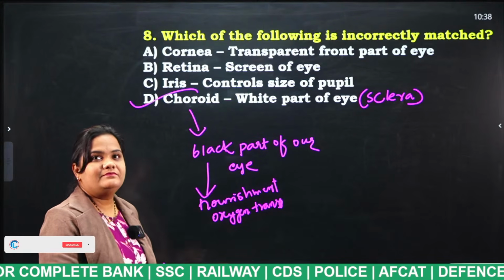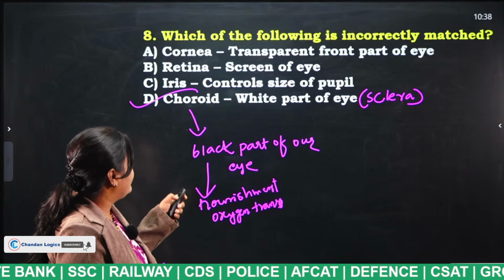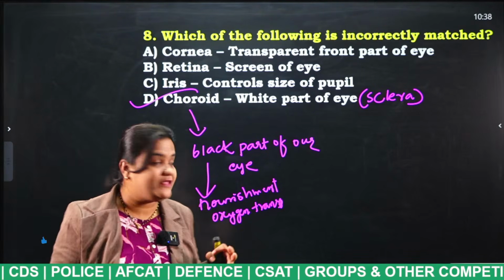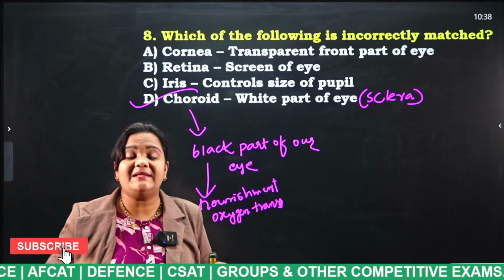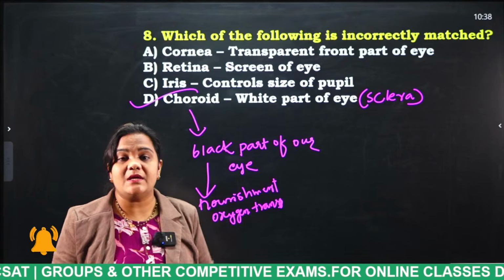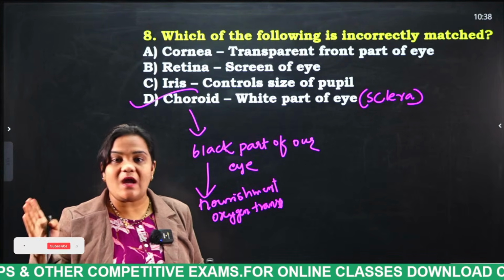Okay, done. Next question. So you all know what we mean by cornea, students? It is the transparent layer of the eye. And what do you mean by retina? It is the light sensitive part of our eye. And iris is the colored part of our eye.